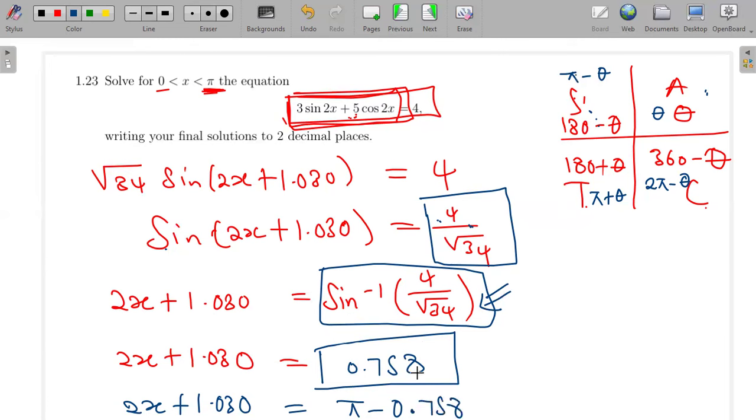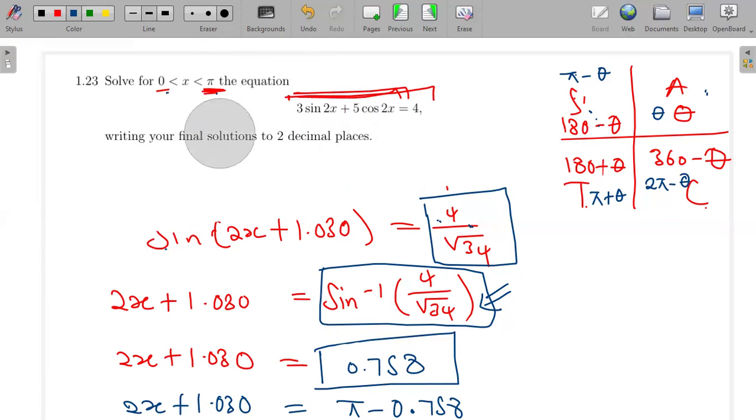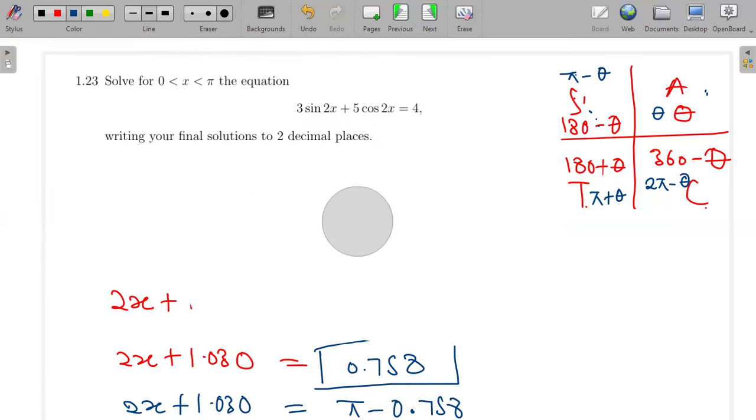0.758. And then from there we can find our two values for x, because remember here they're saying write your final solutions to two decimal places. And from 0 to pi, we're going to get two solutions. So let's get the first solution first of all. We're using this one down here. So 2x is equal to pi minus 0 point. You're getting another value, 0.756. It's closer. It's just the difference of the calculator that we are using.